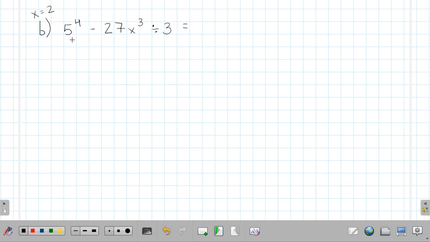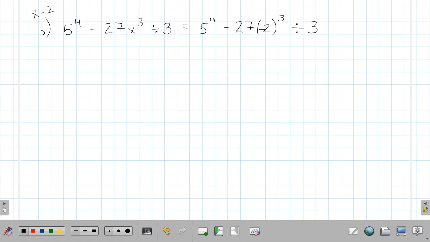So once again, first step should be writing out your expression. So just like I've done here, write out your expression. And then before we do any calculations at all, so before we do the 5 to the 4th, before we divide anything by 3, before we multiply anything times 27, we need to replace this x with a 2. So I'm going to rewrite this entire expression again, replacing the x with 2.